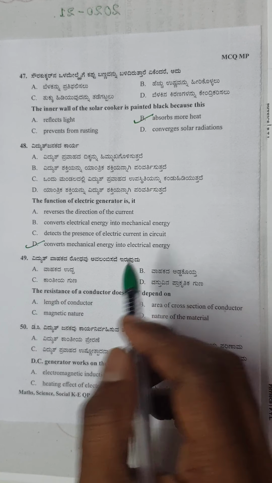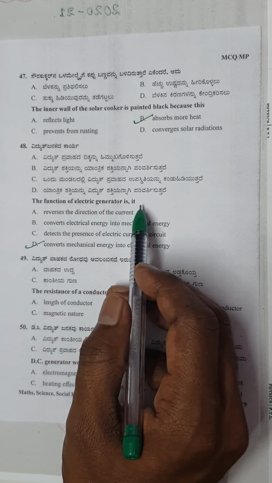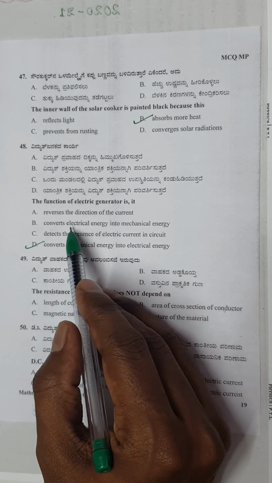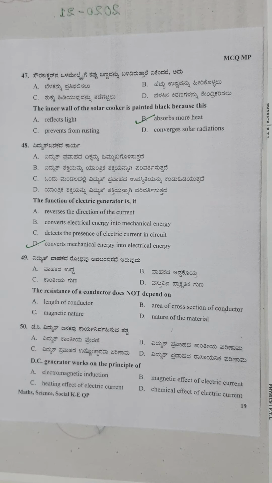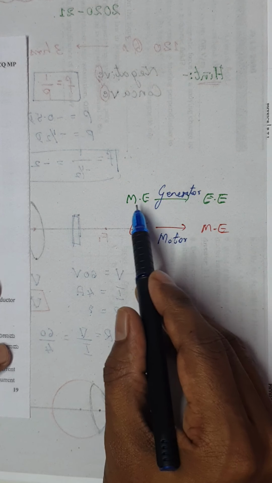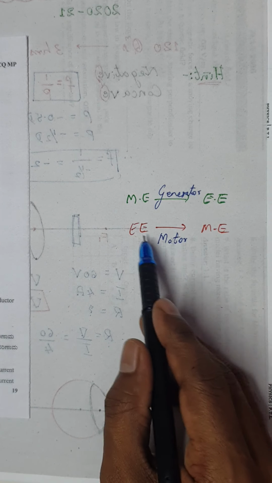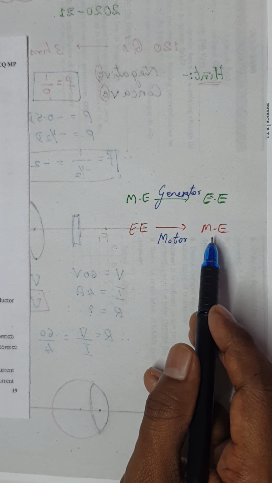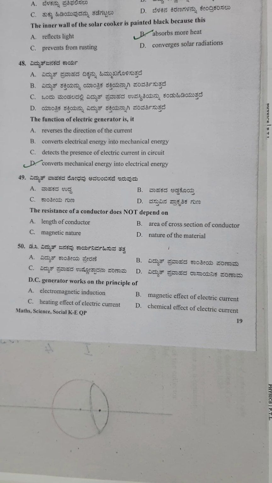They can also ask you the function of an electric motor. In that case, it would convert the electrical energy into mechanical energy. Please note the difference between them, dear students. A generator converts mechanical energy into electrical energy, whereas a motor converts electrical energy into mechanical energy. So we have got the right option for this.